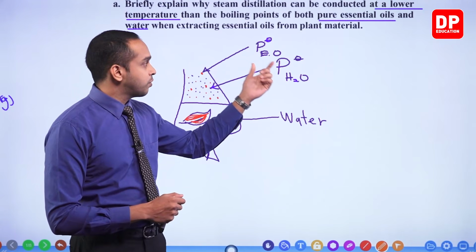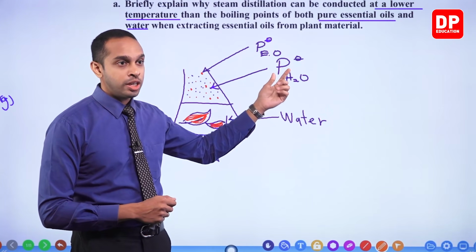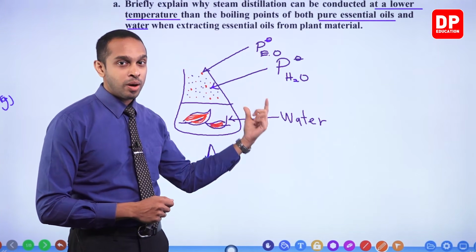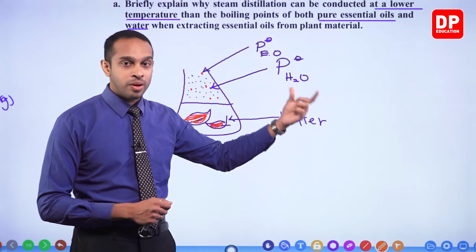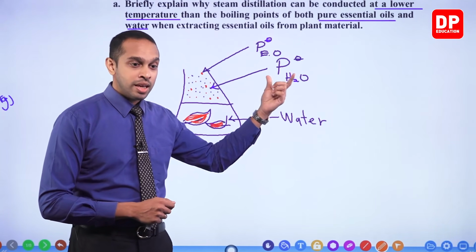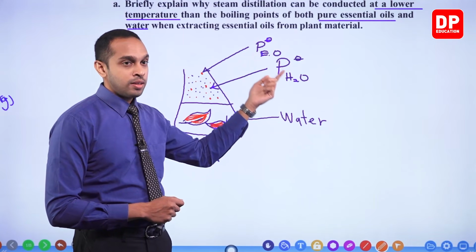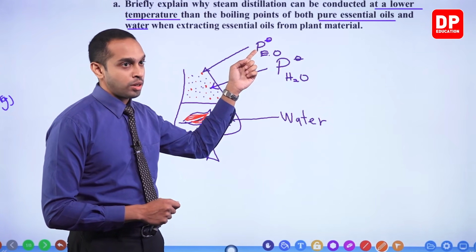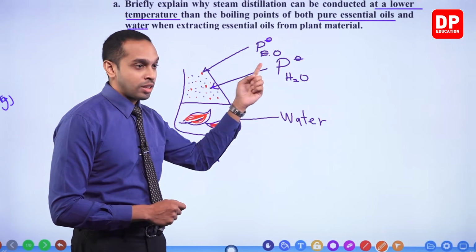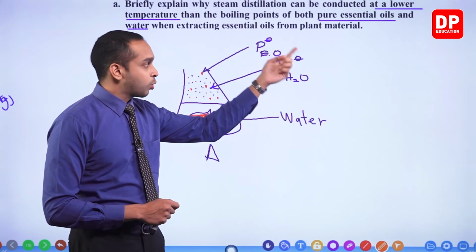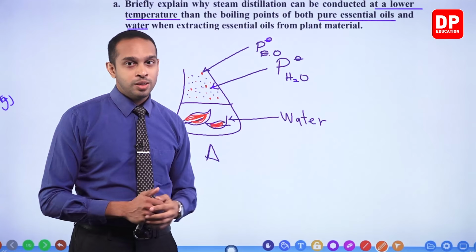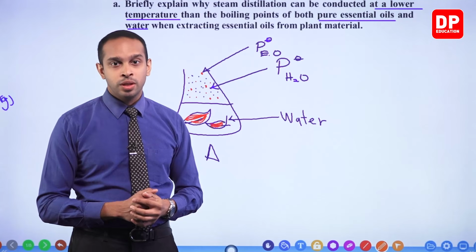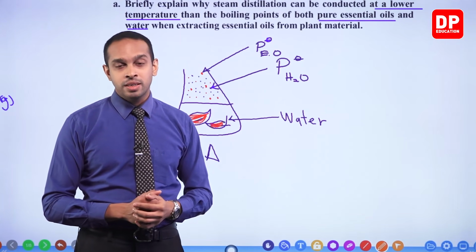Since each of these vapor pressures does not have to reach 1 atm pressure individually, we don't have to heat the system all the way to their individual boiling points. Instead, at the point at which the total vapor pressure, that is the addition of the essential oil's saturated vapor pressure as well as water's saturated vapor pressure, becomes equal to atmospheric pressure, we can say the boiling takes place. So therefore, steam distillation can be done at that temperature.